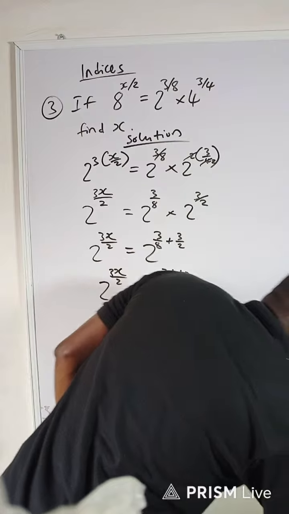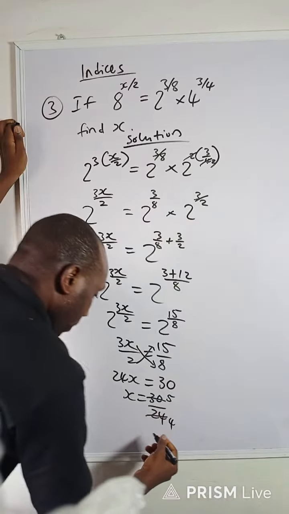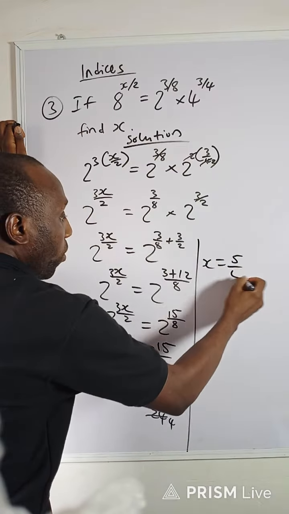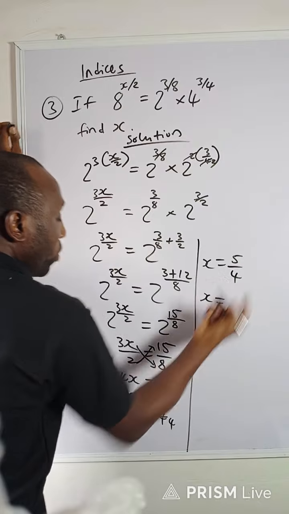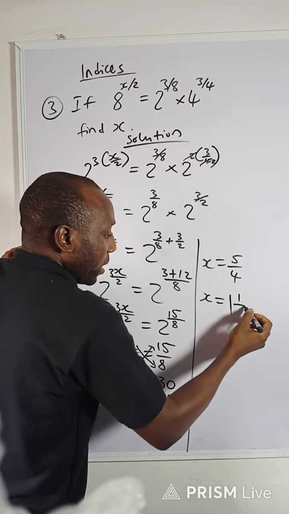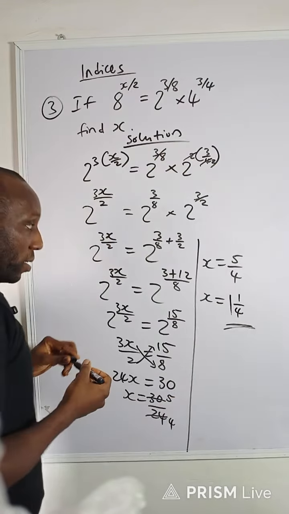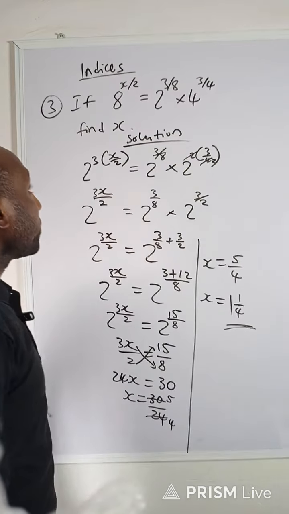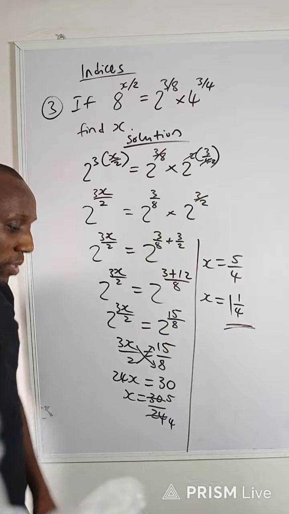So yeah, the answer is 5 over 4. All right, I just wanted to be sure. So x is equal to 5 over 4. 4 into 5 goes one time with a remainder of 1, then over 4. Yeah, so this is your answer. This is how you solve exponential equations.